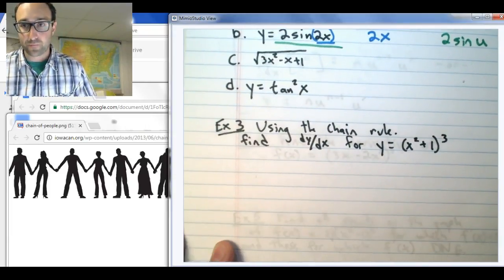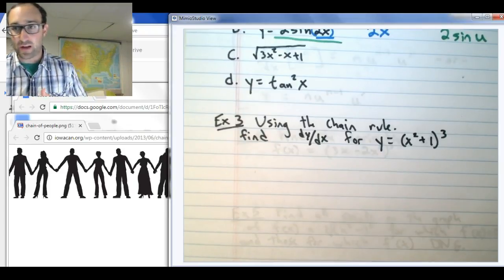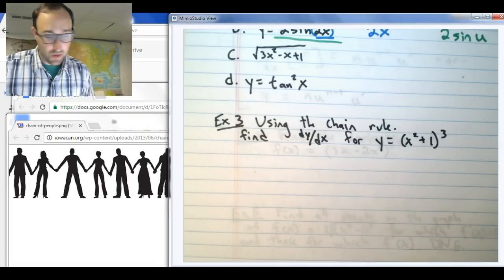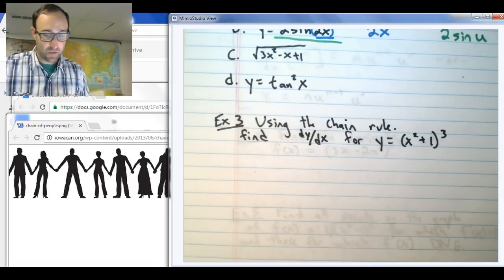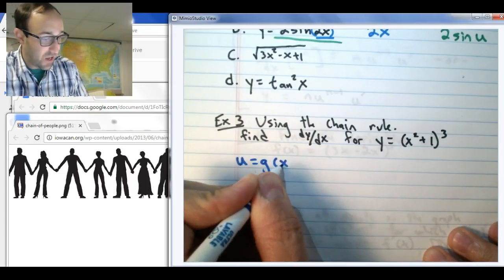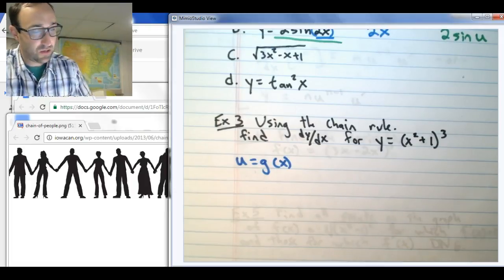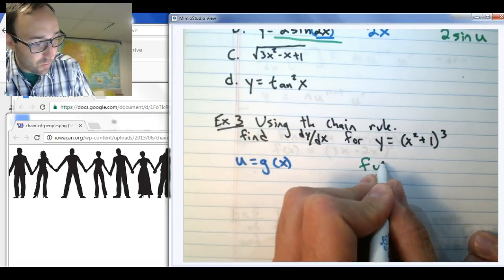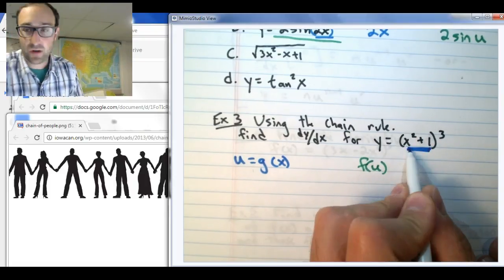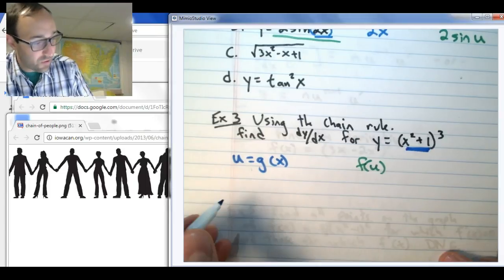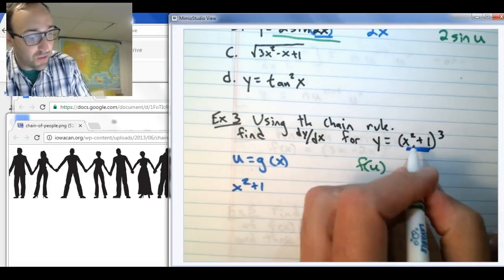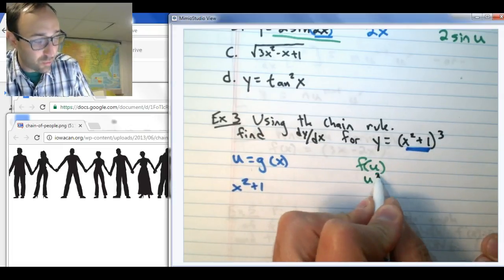All right, so here is example 3. Using the chain rule, find dy over dx for y equals x squared plus 1 cubed. So example 3 says this whole thing. So what we're going to do is first I want to find what is u, which is the g of x, and I also want to find out then what is the f of u, the bigger part. Okay, so the u part is going to be this thing that's under here, right? It's inside the parentheses, it's the smaller part, which is going to be x squared plus 1. And the f of u is just going to be this bigger thing, u cubed.